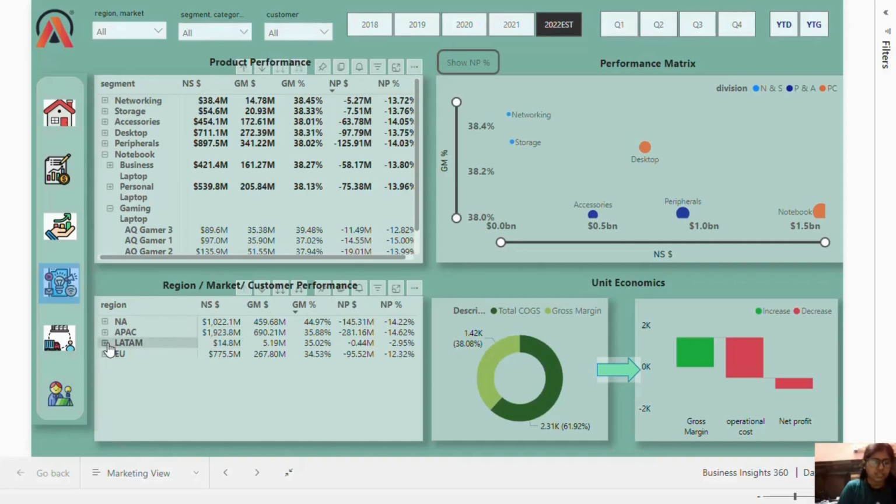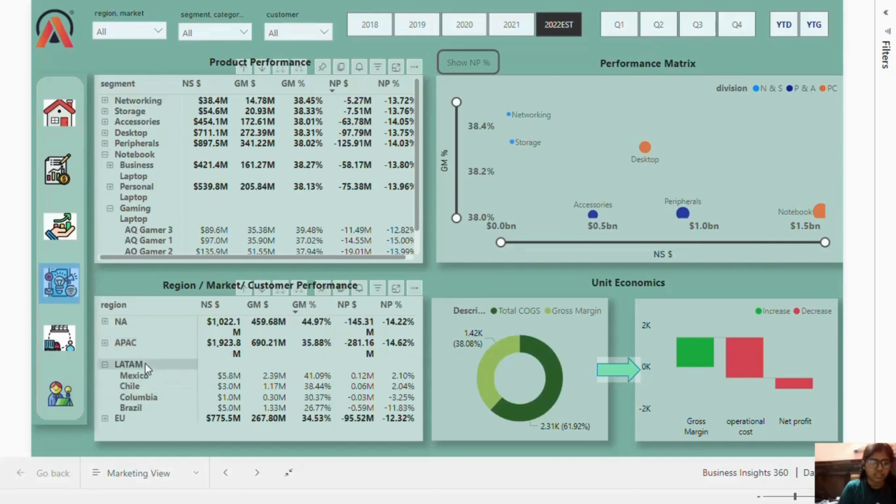On further drill down, we can see that in Latin America, Brazil is the country that has faced the highest loss. So we can connect to the regional manager of this country to discuss the marketing strategies, and the main focus is to strengthen the market.